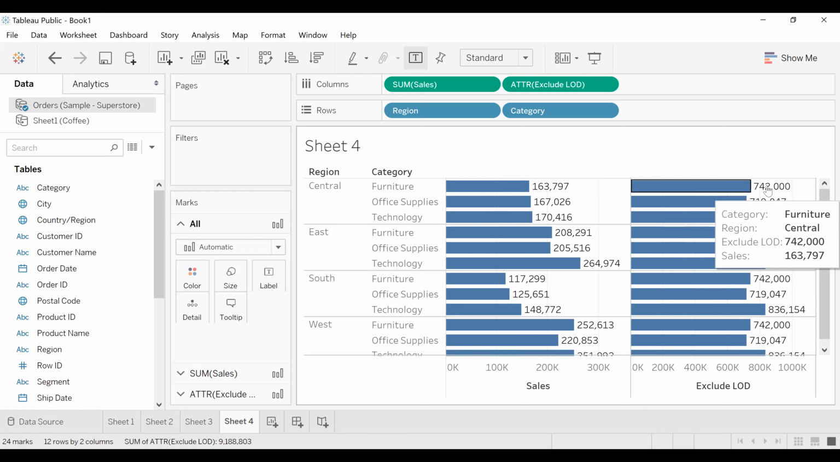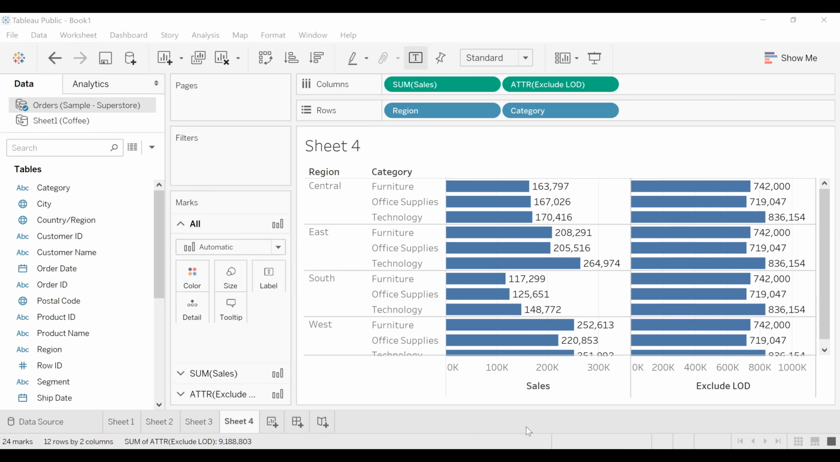Okay, so this summation is happening at the furniture level, and this summation is happening at the region and the category level. So this is how the exclude LOD works. Okay, so you try both the use cases that I have given. Yes. Now we are done with the LOD topic.